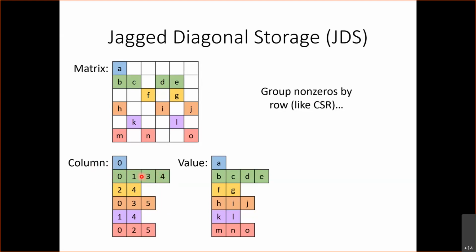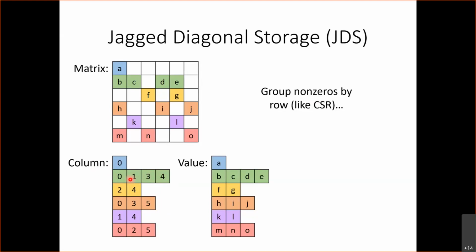So the main problem with control divergence is when threads that are next to each other are processing rows that have a significantly different number of non-zeros. So what can we do to avoid this? What can we do to have threads that are next to each other process rows that are of similar size, so that we have less control divergence? Sort by row size, reorder.